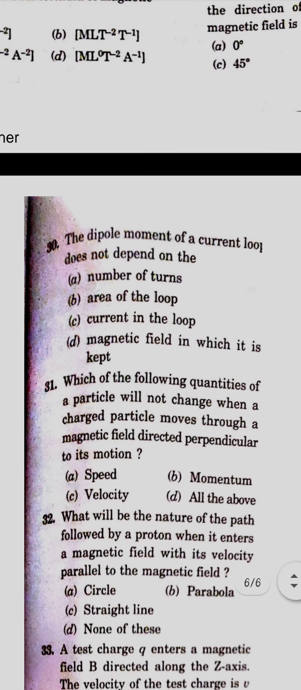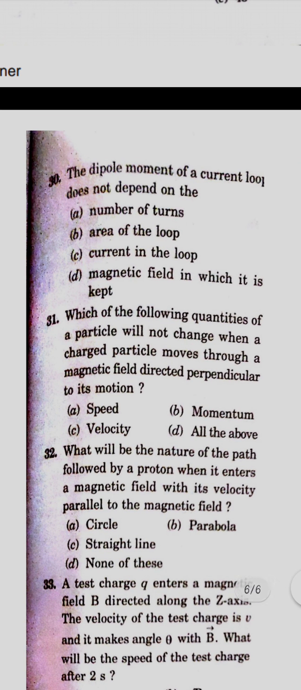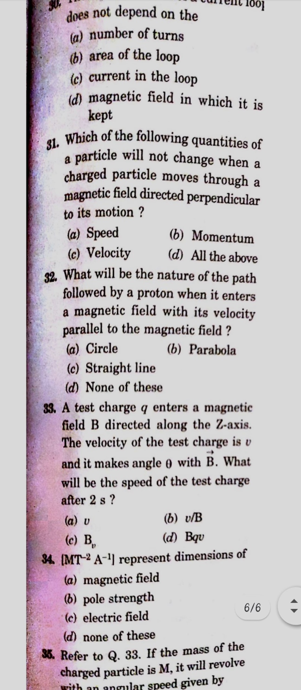The dipole moment of the current loop does not depend on the, we know that the dipole moment is given by NIA: the number of turns, the area of the loop, and the current. So the only quantity which it does not depend on is the magnetic field in which it is kept.